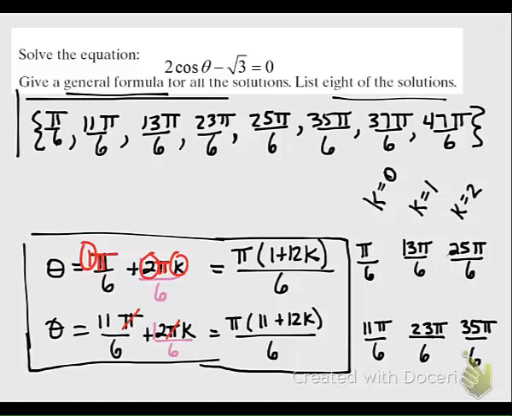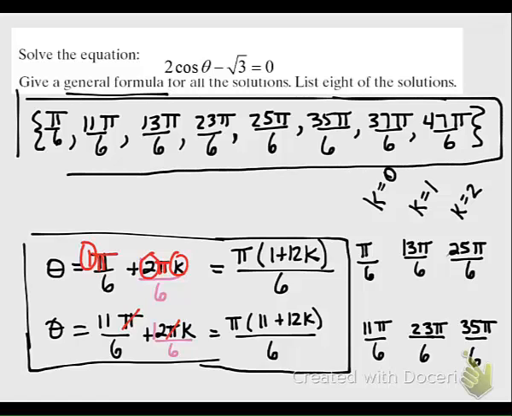Right, and this is how I would list the answer for 8 values of the solution. We plugged in different values of k. So there was a student question that asked, could you list negative numbers or do you have to only list positives? And the answer is you can also list negatives. So you could have plugged in k equals -1, k equals -2, and started getting some negative angles in here also.